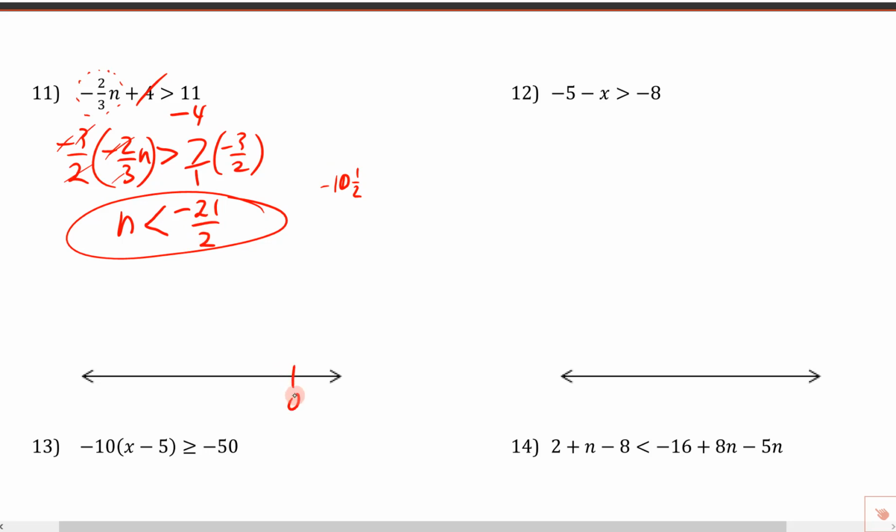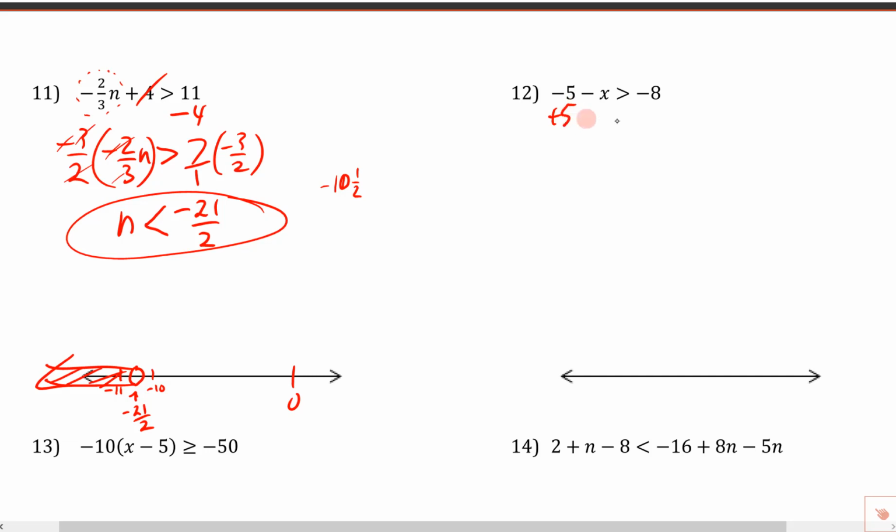So again, I'm going to put 0 right here. I'm going to put negative 11 here and negative 10 right here. I'm going to put a big circle right there, and I'm going to label that as negative 21/2. We're not going to close it in, and we're going to shade on the left-hand side because these answers are less than negative 21/2. Okay, next one.